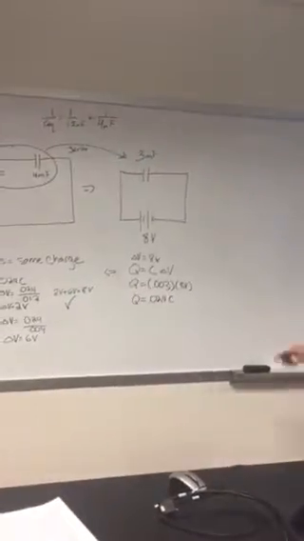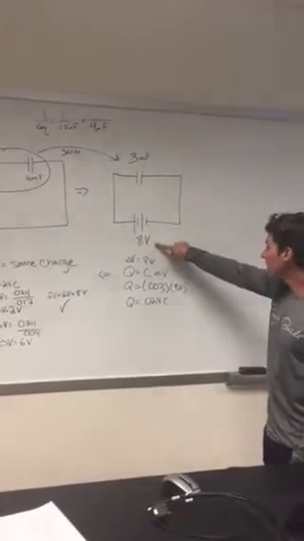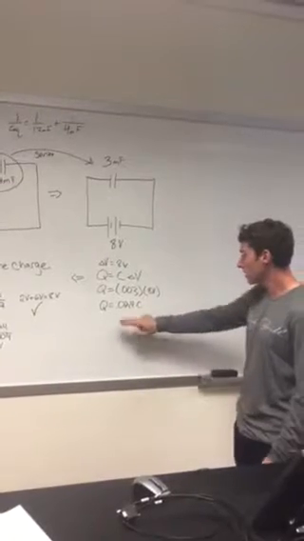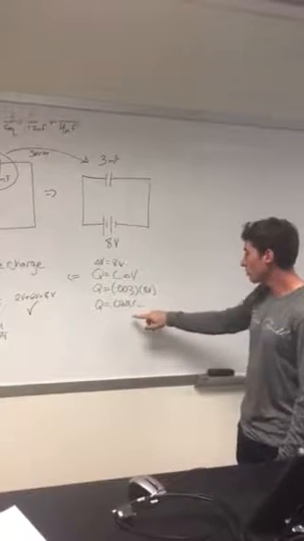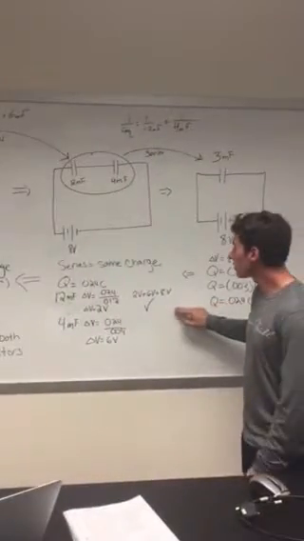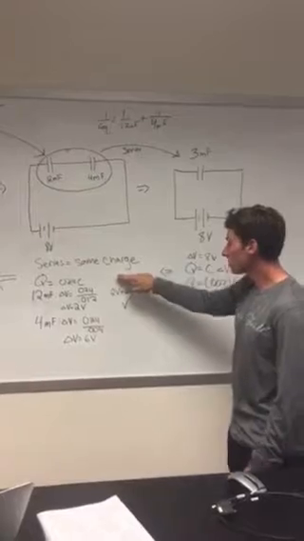So once we know the C equivalent, we can use the delta V, which is 8 volts, and use this equation, Q equals C delta V, to get 0.024 coulombs. And from there we have to work backwards, so we know that these two are in series, so they'll have the same charge.